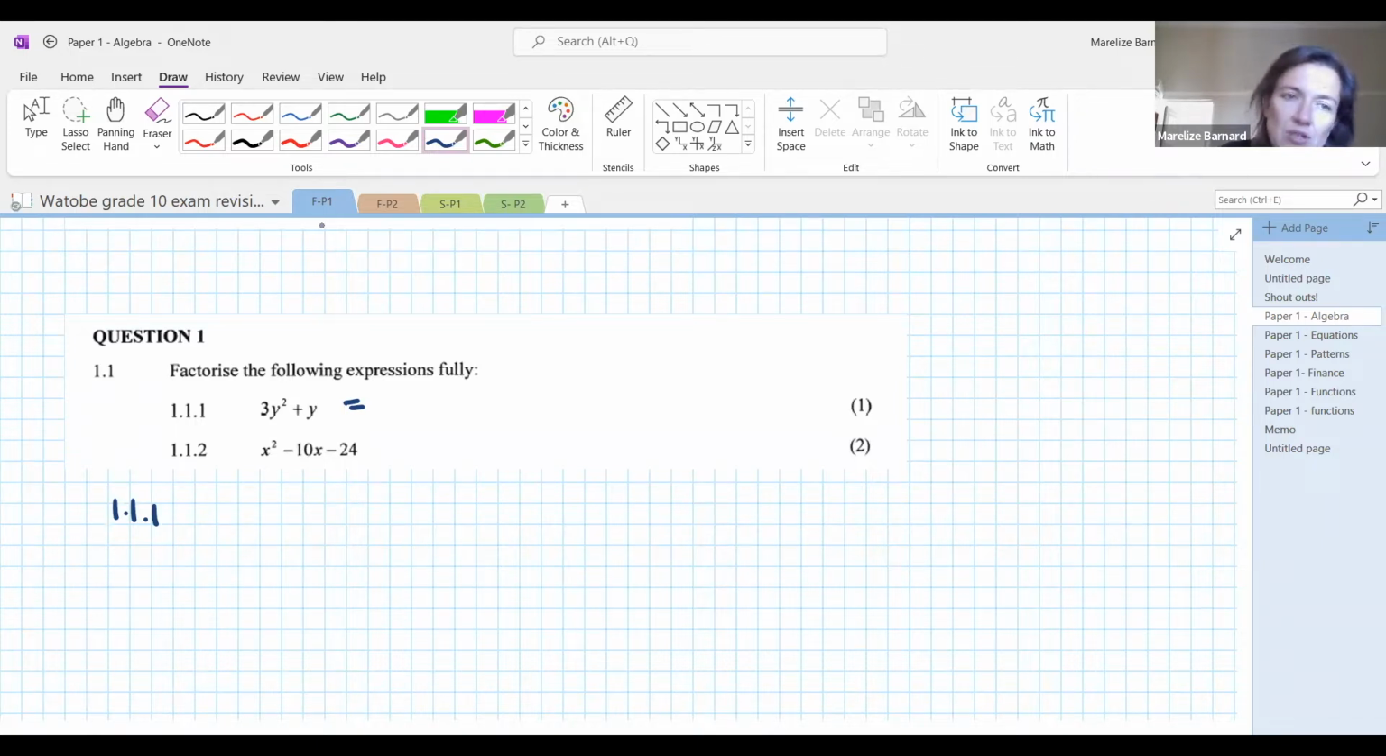Let's have a look how we're going to do 1.1.1. We're going to take out a y as a common factor. If we take that first term and we divide it by y, we are left with 3y. And the last one, if I take a y out from the y, in other words, if I divide y by y, I get 1. And then you always check when you factorize if it works. So y times 3y gives me 3y squared. Good. And then y times a plus 1 is going to give you a plus y.